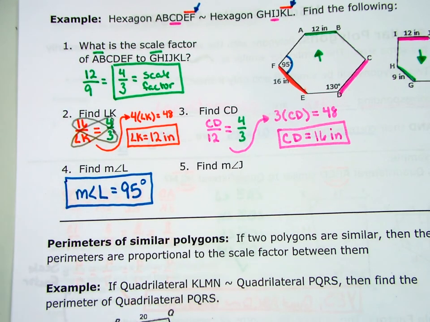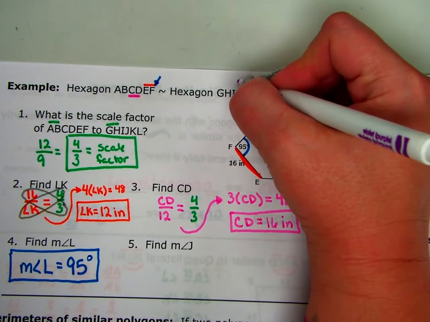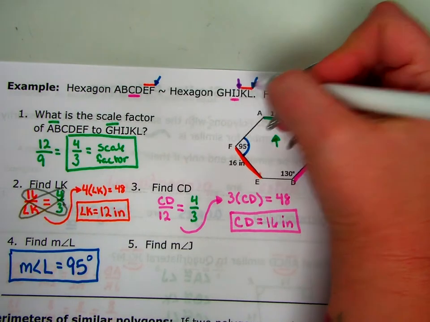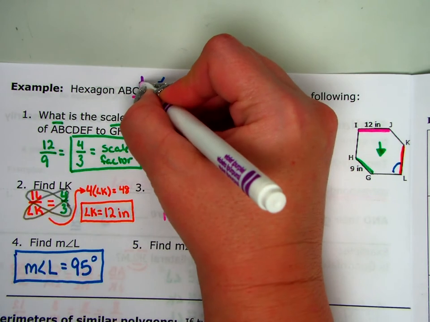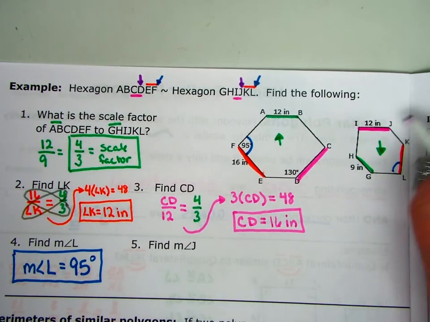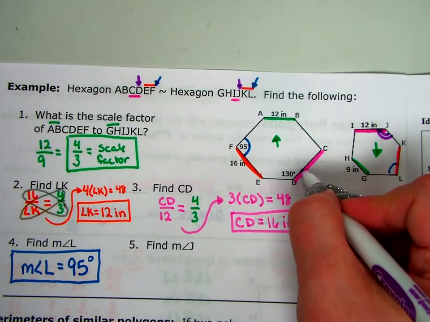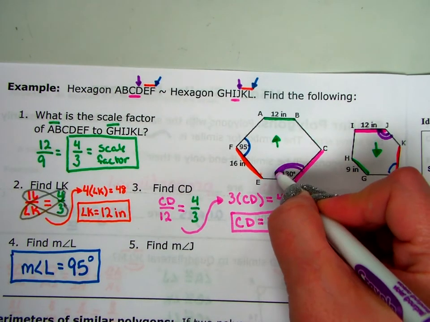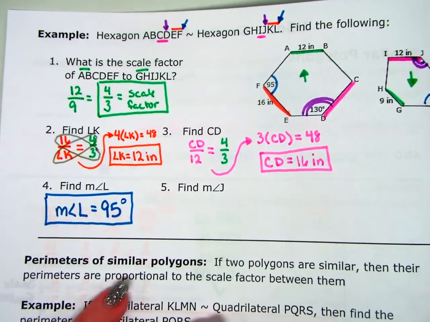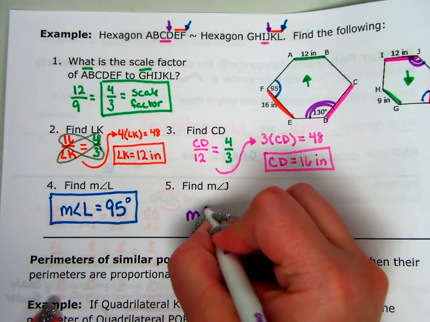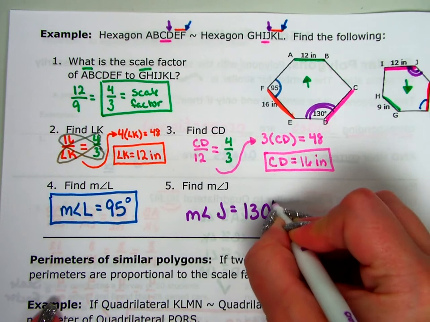All right, and then the last one, the measure of angle J. J is right here. The third one in from the end. So what's it going to match with? D. So J matches with D. How big is angle J? 130. Angles are not proportional, they're equal. Measure of angle J equals 130. My units? Degrees. It's an angle.